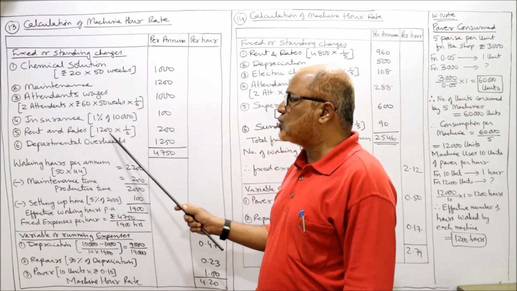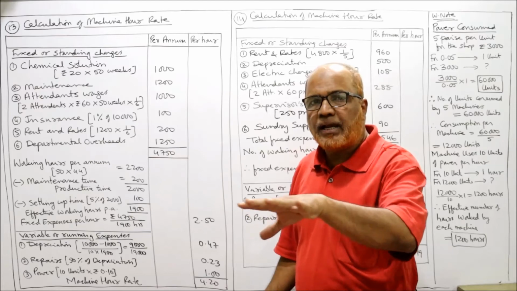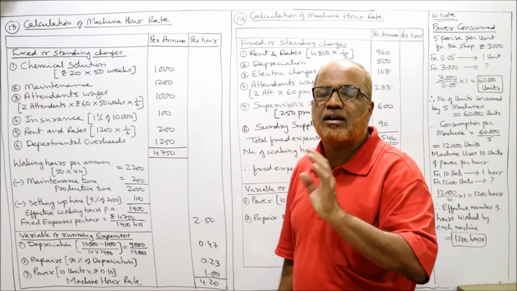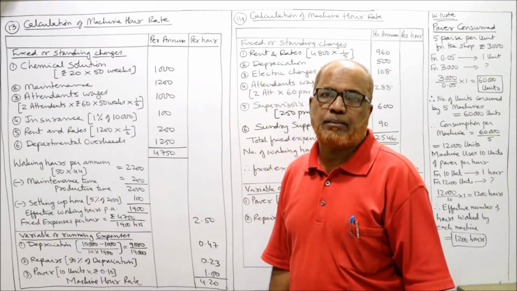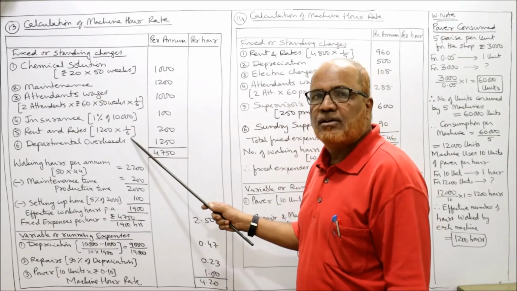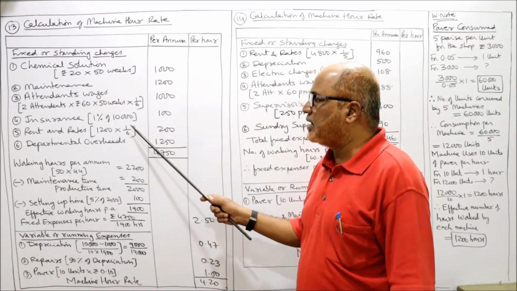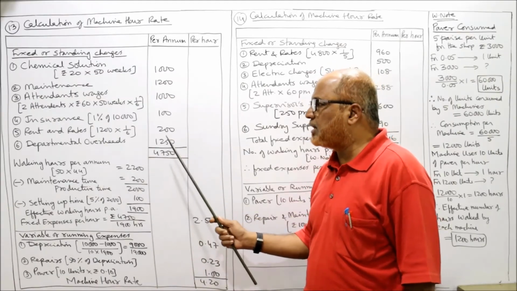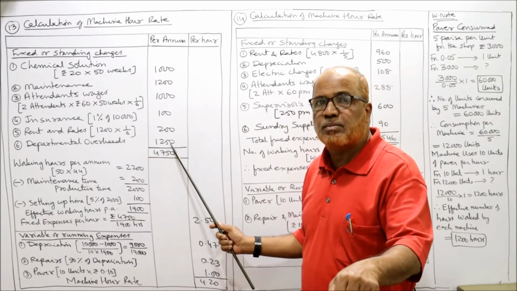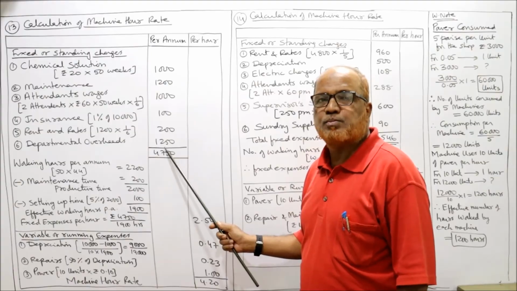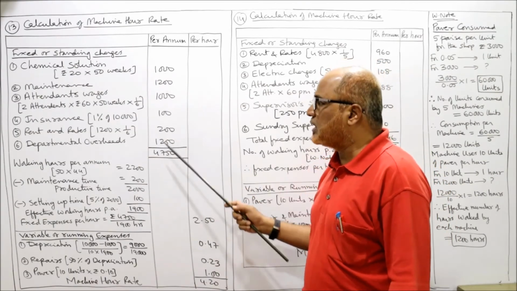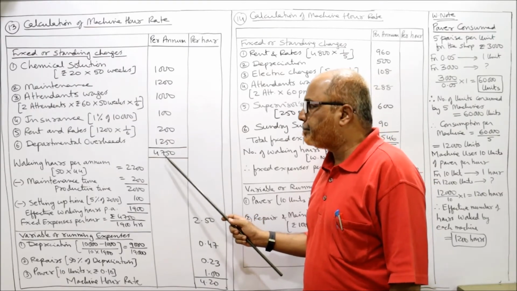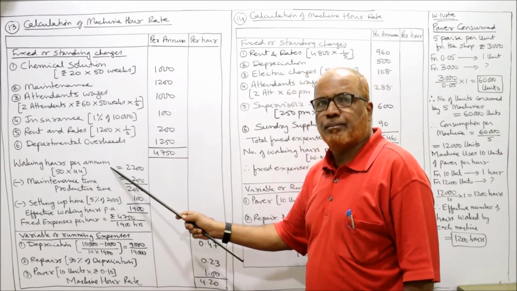Rent and rates 1200 rupees. So the complete department's rent and rates is 1200. How many machines are there? 6 machines are there in the department. So we'll take 1/6, as we need for 1 machine. So 1200 into 1/6, 200. Departmental overheads allocated to this machine is 1250. So specifically allocated to this machine, 1250. Total is 4750.